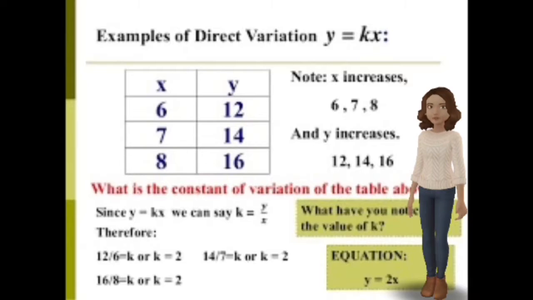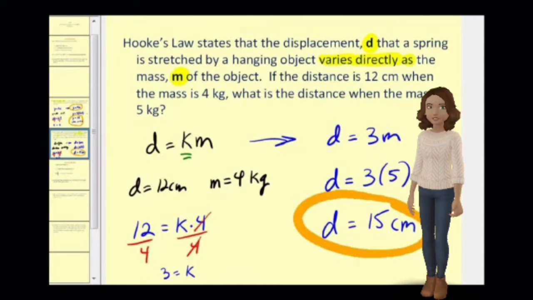So in this example, direct variation, we see that y equals 2x because we have to multiply x by 2 to get y. So that's an example of direct variation. Now let's look at inverse variation. Okay, so this is an example of inverse variation.